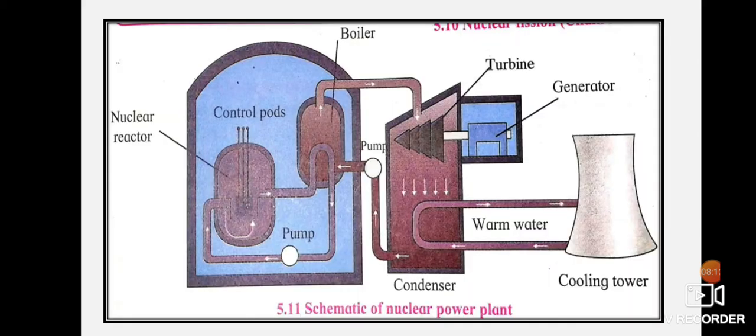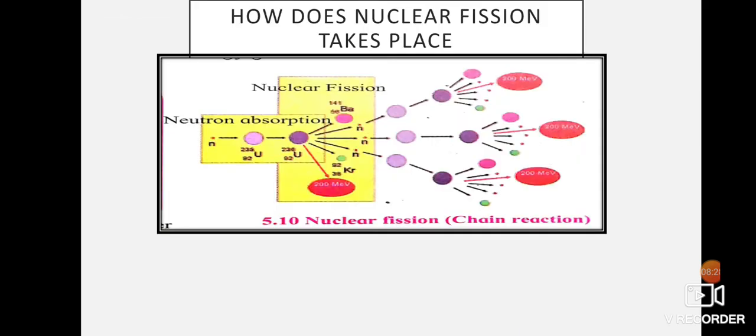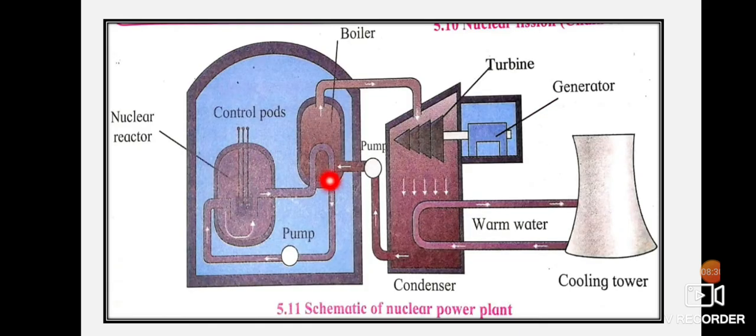Before that, you can see the slide, the schematic of a nuclear power plant. This is the nuclear reactor. The uranium atom is kept in this and bombarded, so it gives out heat. Water in the boiler gets converted into steam and flows onto the turbine. When this turbine rotates, it rotates the generator, giving rise to electrical energy.